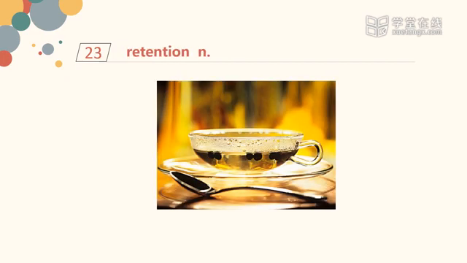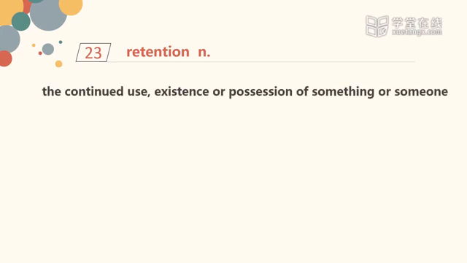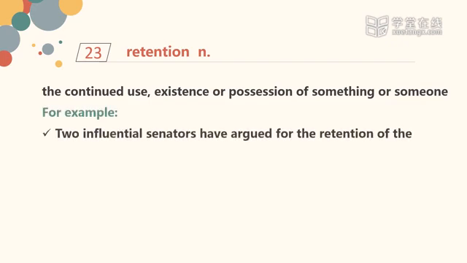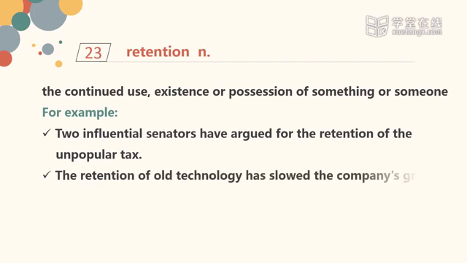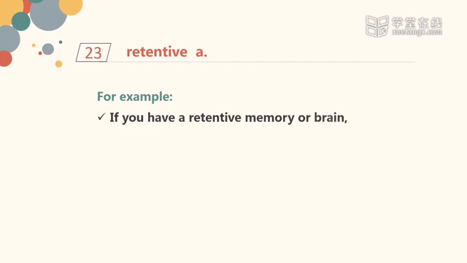Number 23. Retention. The continued use, existence, or possession of something or someone. For example, two influential senators have argued for the retention of unpopular text. The retention of old technology has slowed the company's growth. Retentive. For example, if you have a retentive memory or brain, you can remember things easily.